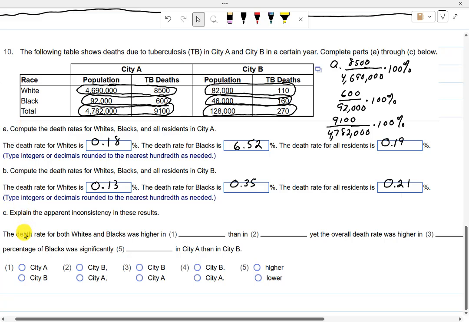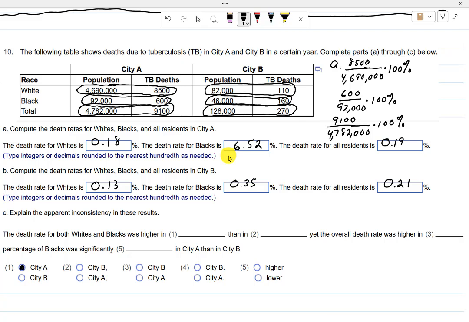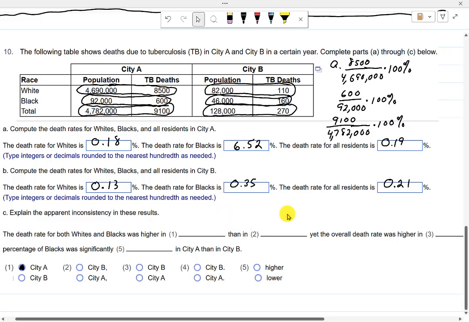The death rate for both whites and blacks was higher in which city? Let's see. In City A, the death rate was higher for whites. The death rate was much higher for blacks. So in City A, that was higher. Then in City B. Yet the overall death rate was higher in City B.